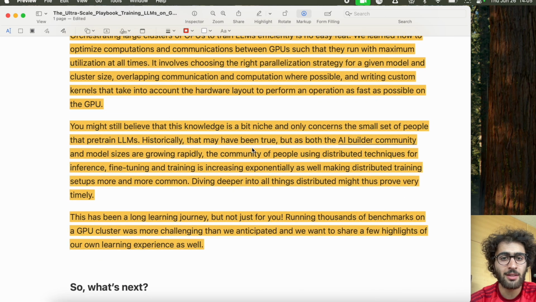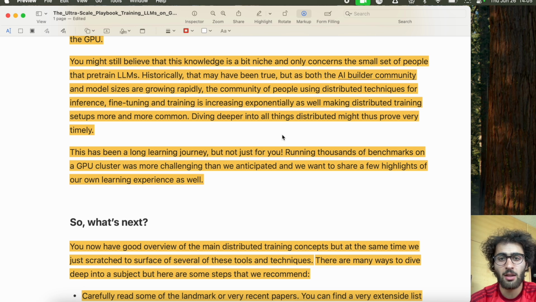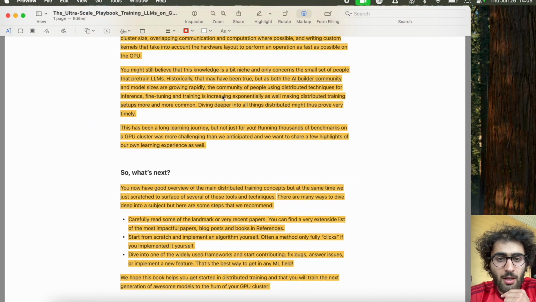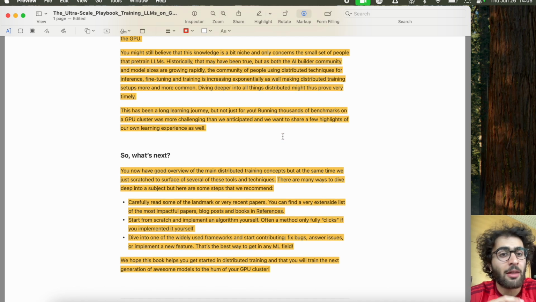You might still believe that this knowledge is niche and esoteric, but both the AI builder community and model sizes are growing rapidly, which means that the community of people using distributed techniques for inference, fine-tuning, and training is increasing exponentially, as well as making distributed training setups more and more common. Diving deeper into all things distributed might thus prove very timely. At least this is my thought.